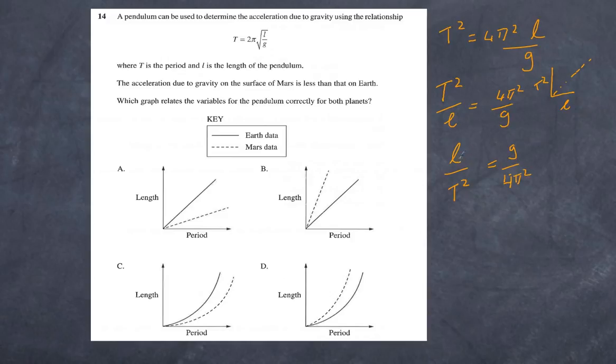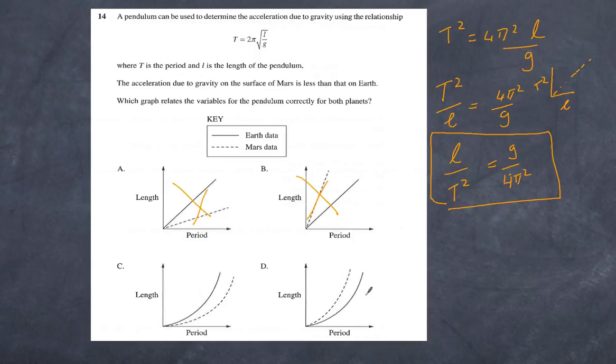If I were to graph again L over T², in other words, if this was squared over here, this would give me a constant gradient, but I don't have that. I don't have a squared there. So as a result, I'm going to have to exclude these graphs, because length versus period will not give me a linear fit based on this mathematical relationship. No, instead I'm going to get a curve.